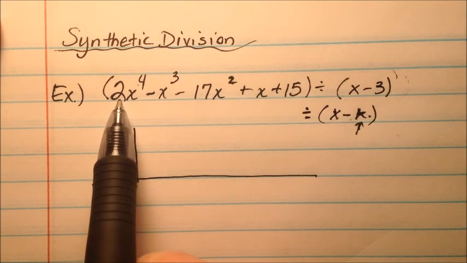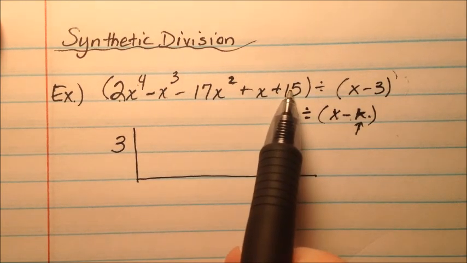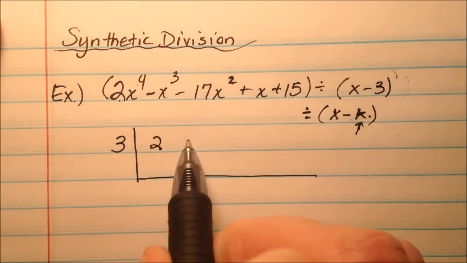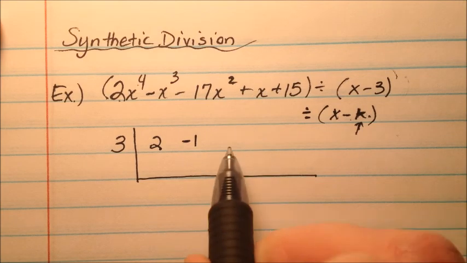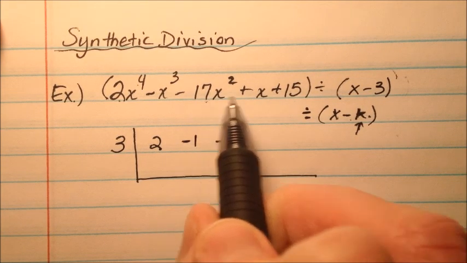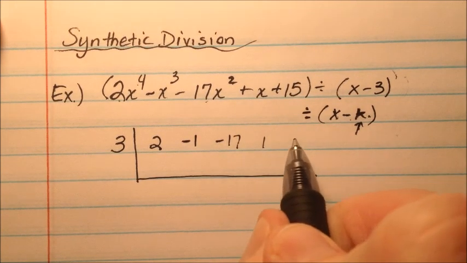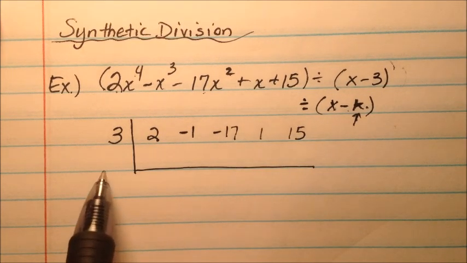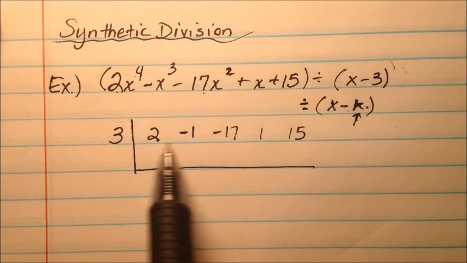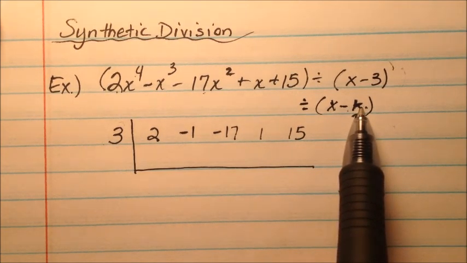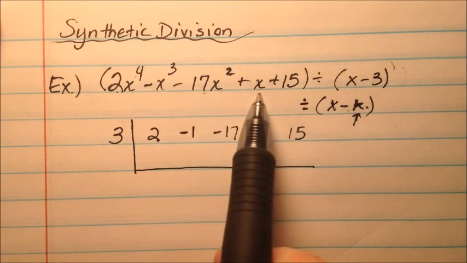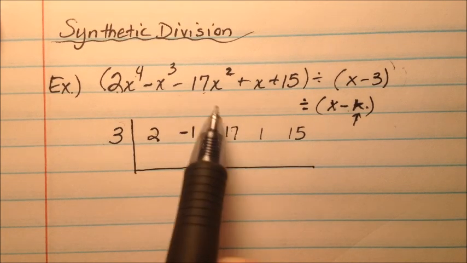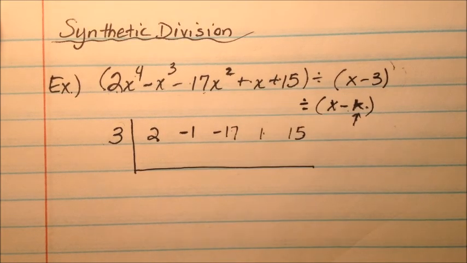And we're going to focus only on the coefficients of our terms. So 2 times x to the 4th, and then our x cubed term is negative 1, our x squared term is negative 17, our x term is 1, and our constant is 15. Okay, so we have this set up. This is what it's going to look like. We have this k value out here that comes from our x minus k as our divisor. And then we have all of our coefficients of our dividend polynomial: 2, negative 1, negative 17, 1, and 15.